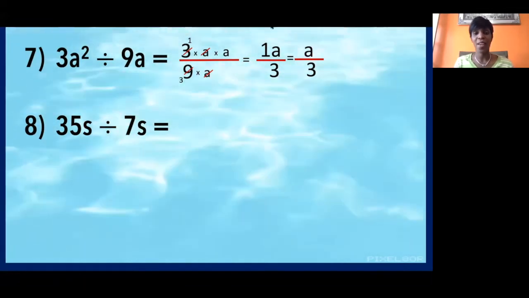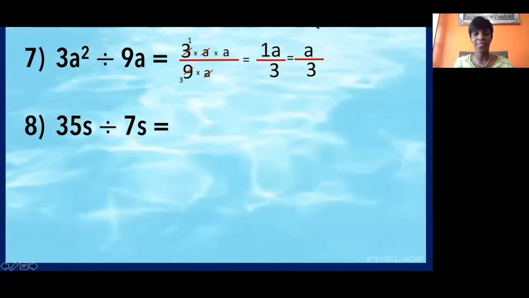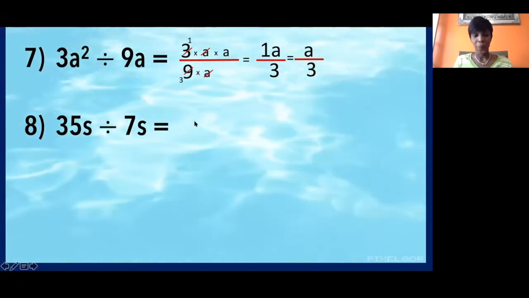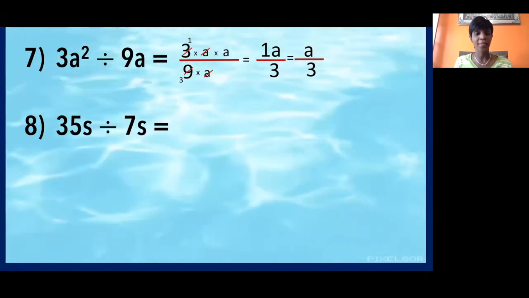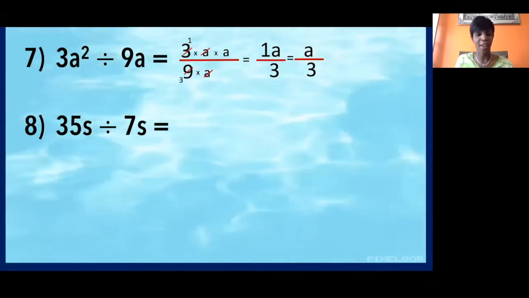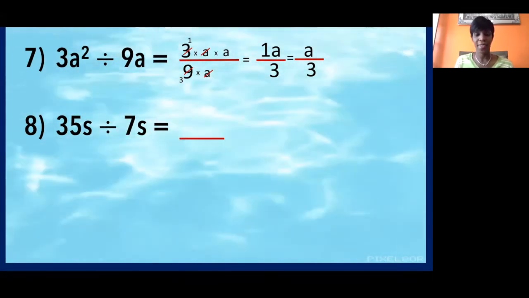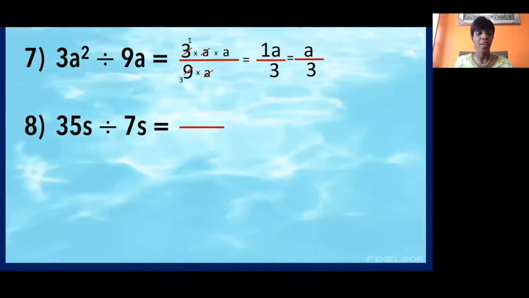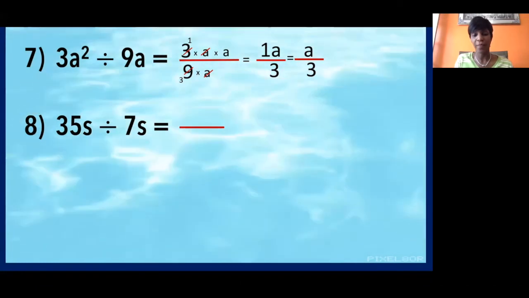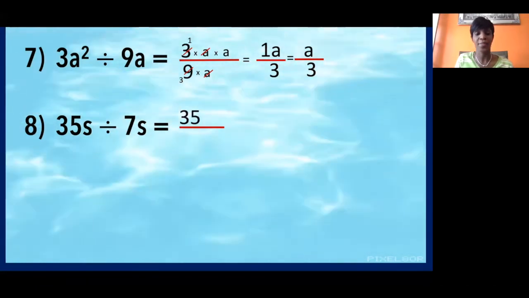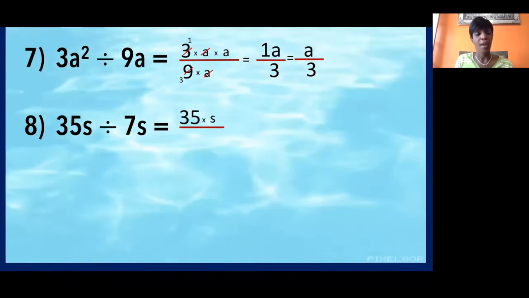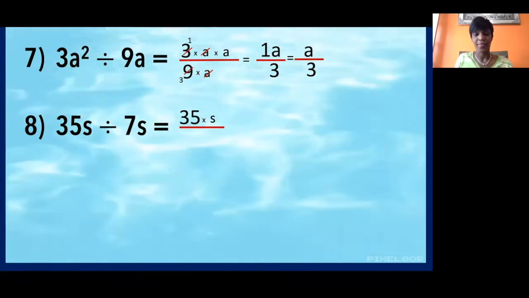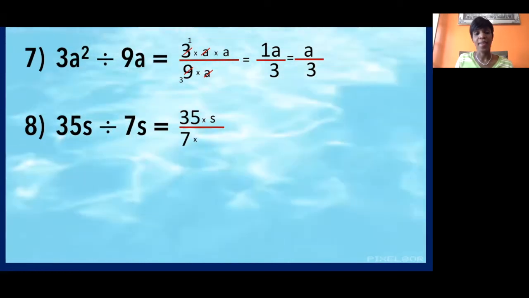Okay. Are we ready for the answers? Let's go. So, first of all, we always set it up as a fraction. So let's get our fraction line. Here goes my fraction line. At the top I have 35s. If I simplify, that means 35 times s. And at the bottom, I have 7s. 7s means 7 times s.